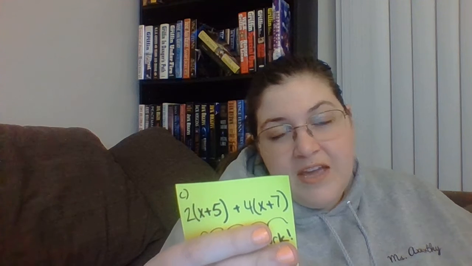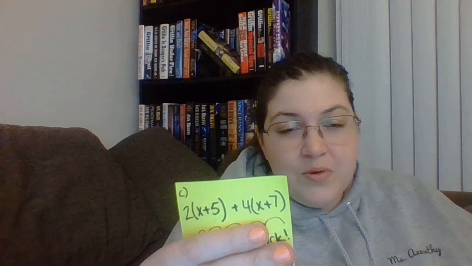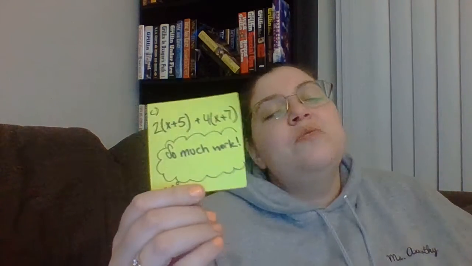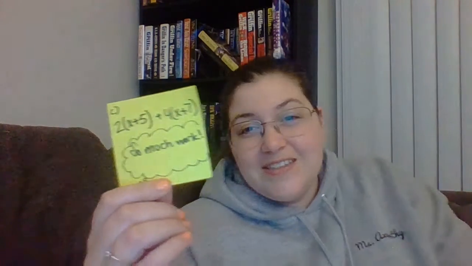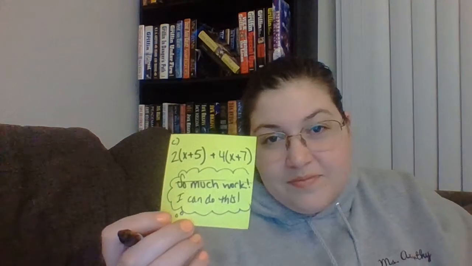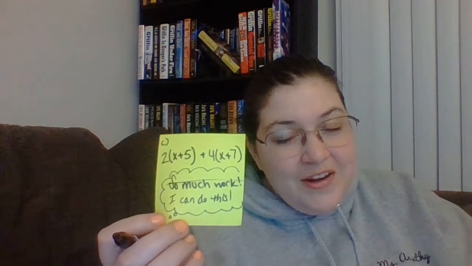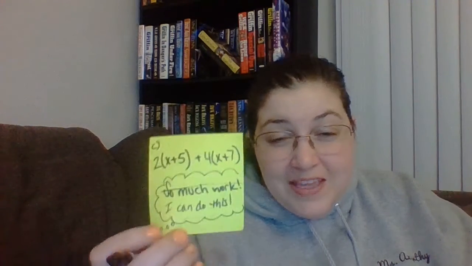C. You have 2 times the quantity x plus 5 plus 4 times the quantity x plus 7. Oh, there's so much work, Miss A. Yes, there is, and it doesn't go away. So instead of saying, oh, there's so much work, we are going to say, I can do this. Might be a good idea to write that down, because you all can do this. I know you can. And we've got to keep thinking that.